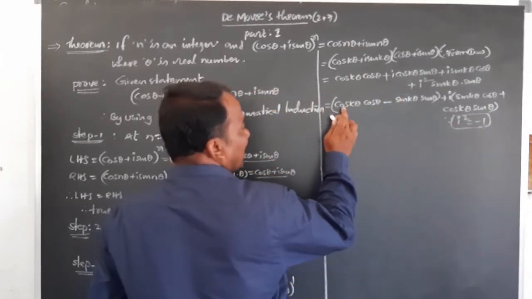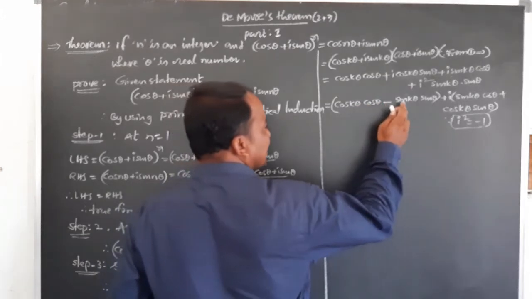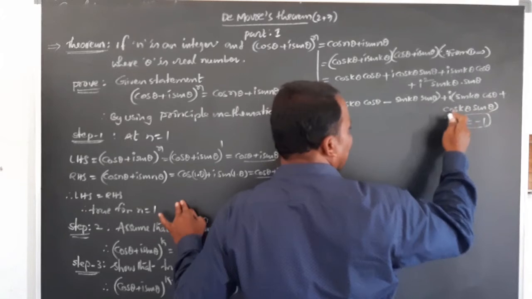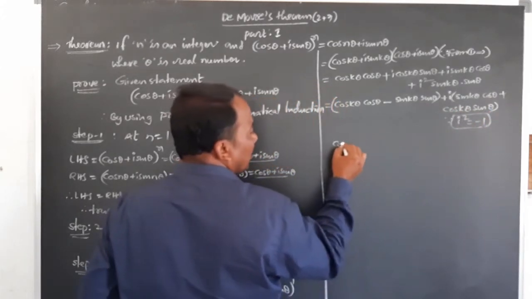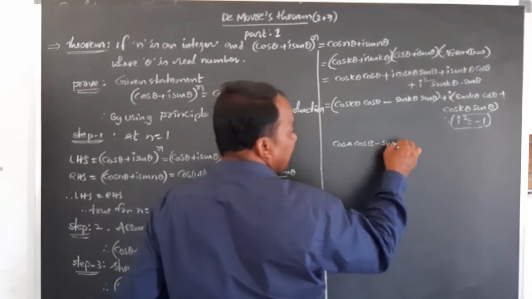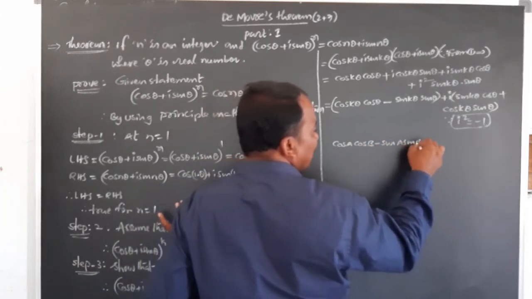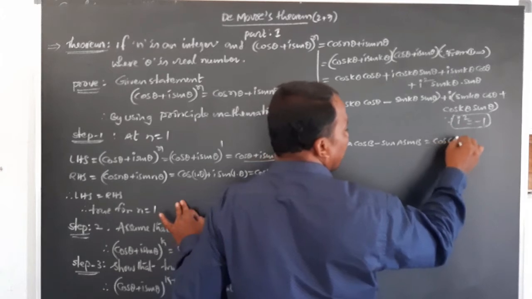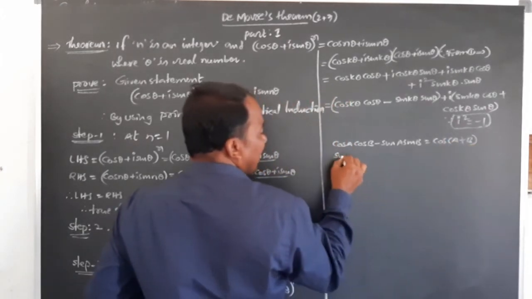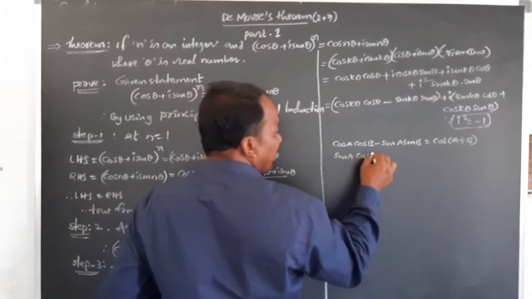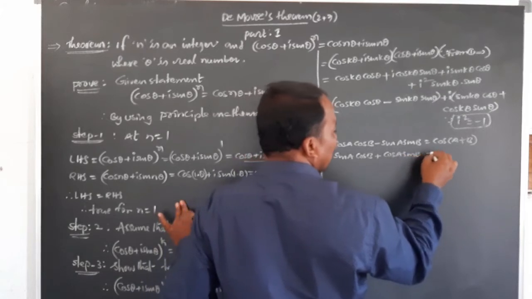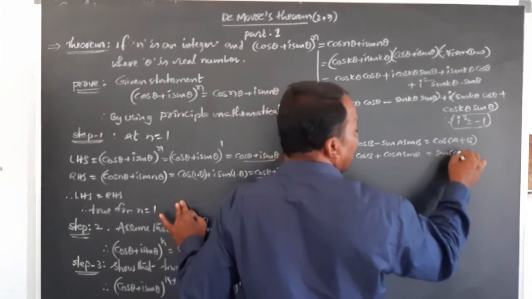So what is the formula? cos A cos B minus sin A sin B, and sin A cos B plus cos A sin B. So cos A cos B minus sin A sin B equals cos of (A plus B), and sin A cos B plus cos A sin B equals sin of (A plus B).